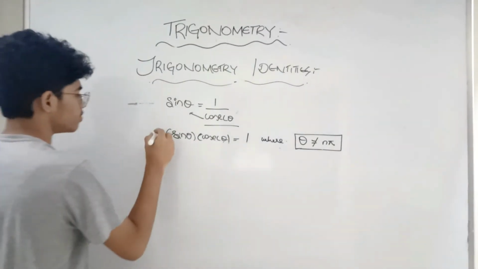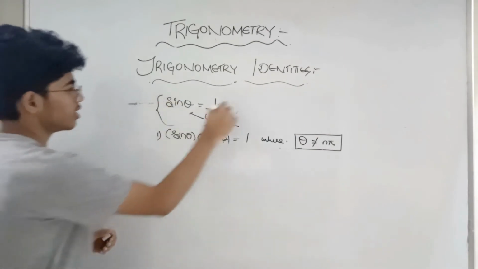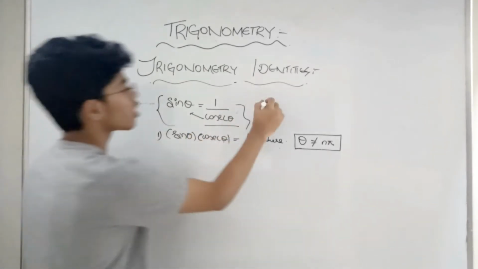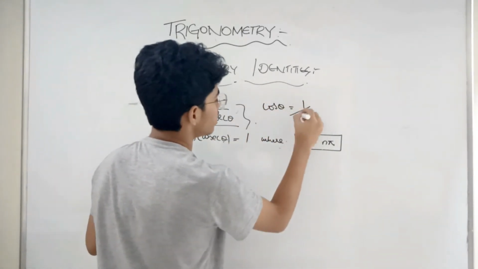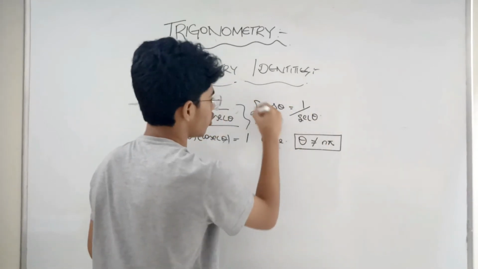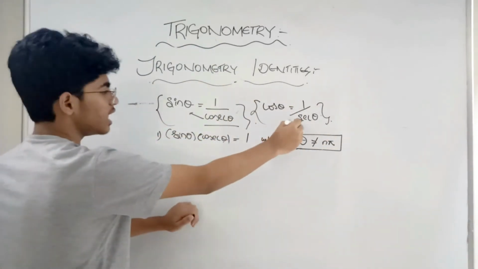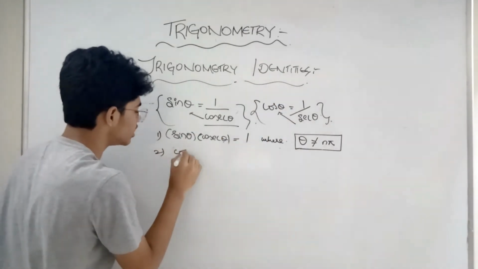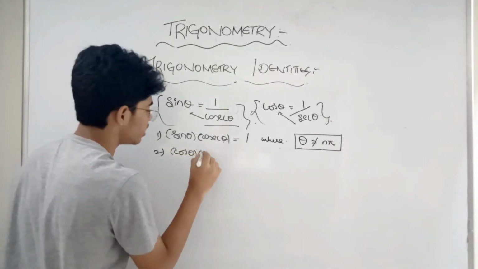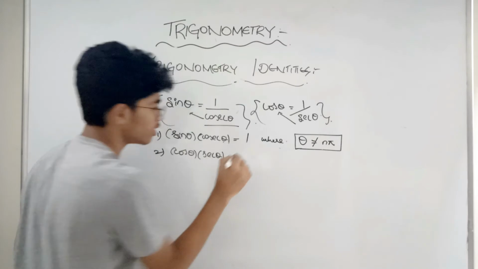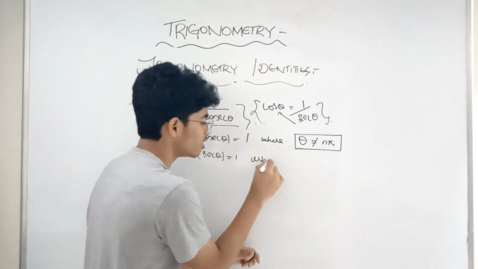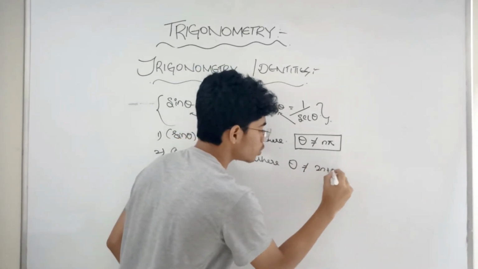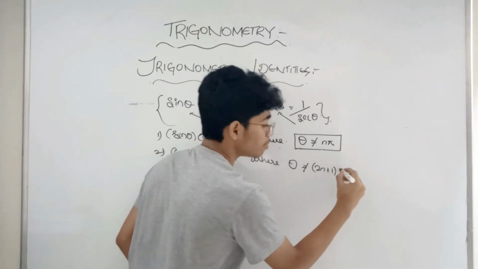Now the second one. I'm going to write these things here. We have also learned that sin theta is equal to 1 by cosec theta, and cos theta equals 1 by secant theta. Using the same derivation, we take secant theta this side, and here it's cos. So cos theta times secant theta equals 1. We have another rule here where theta is not equal to (2n plus 1) times pi by 2.